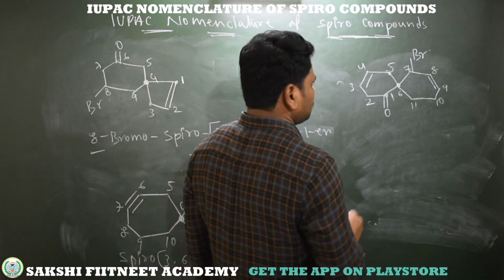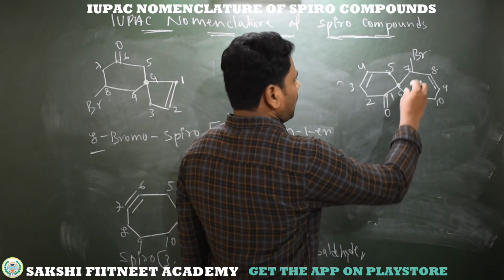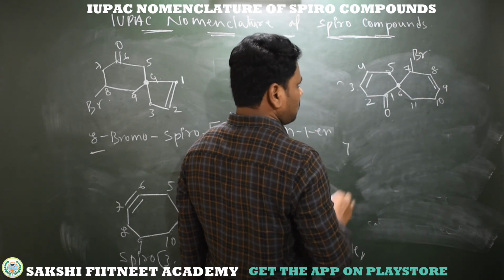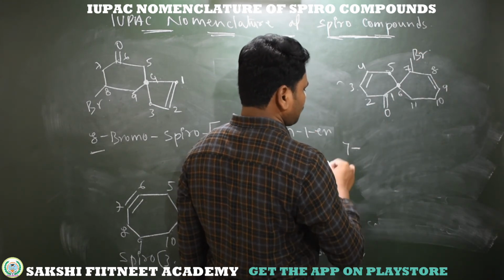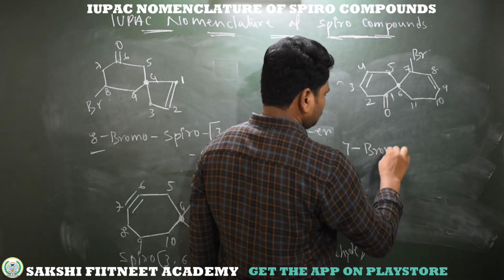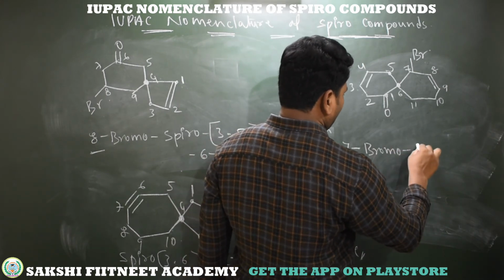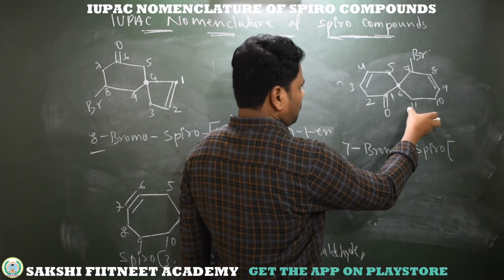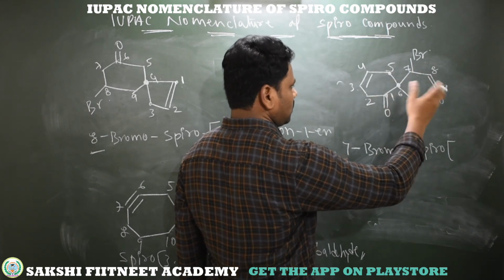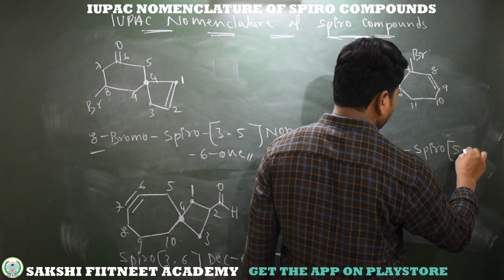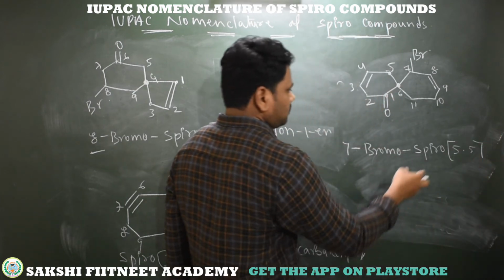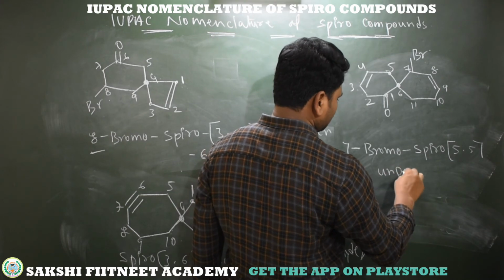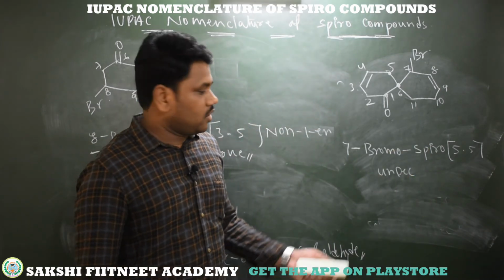Now I am writing the name for this compound. It's a spiro compound, and we have a bromine substituent at the 7th position. So first write the substituent information: 7-bromo, and there are no other substituents. Then spiro, and there are 5 carbons in this ring and 5 carbons in that ring, so both rings have the same number of carbons. It's 5,5. The word root for 11 carbons is undec.